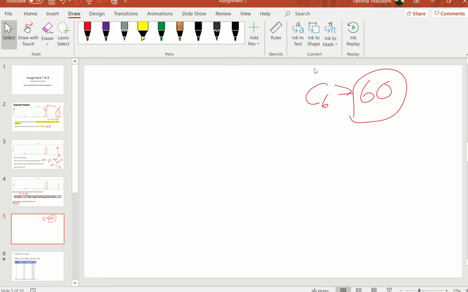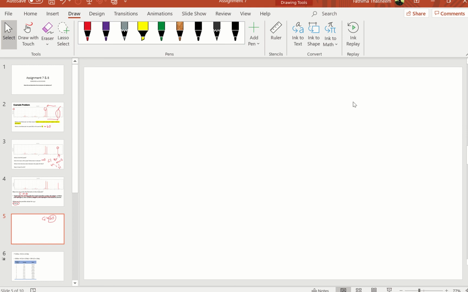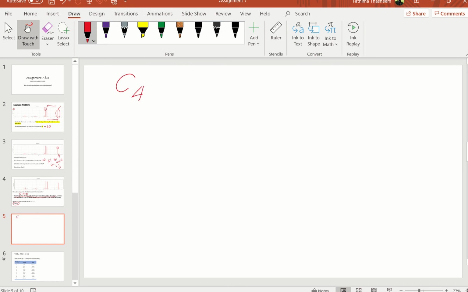So we know C5 is not working. Then we think, what is next? The next probable carbon number is maybe C4. If we take C4, it is only 12 times 4, 48, so we need to go up to 60. That means we need 12 more. Can we put an oxygen? No, because oxygen is 16, and it is going to exceed 60. So then I'm going to put C4H12.